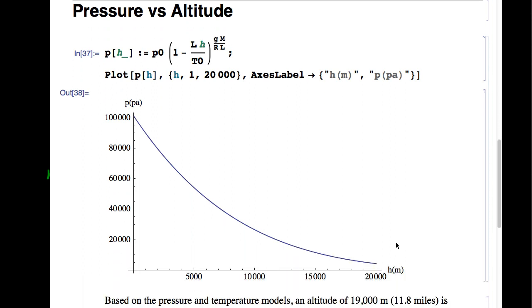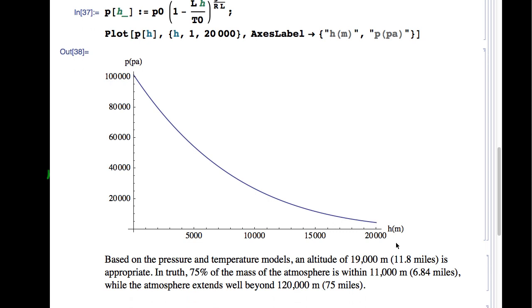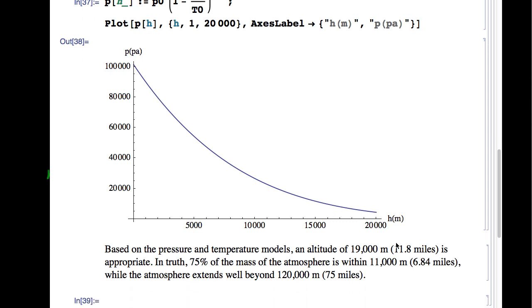The plot of pressure shows that the pressure model does not limit our analysis further. We will use 19,000 meters as our limiting altitude for this integration. In reality, 75% of the mass of the atmosphere is within 11,000 meters, though the atmosphere actually extends well beyond 120,000 meters.